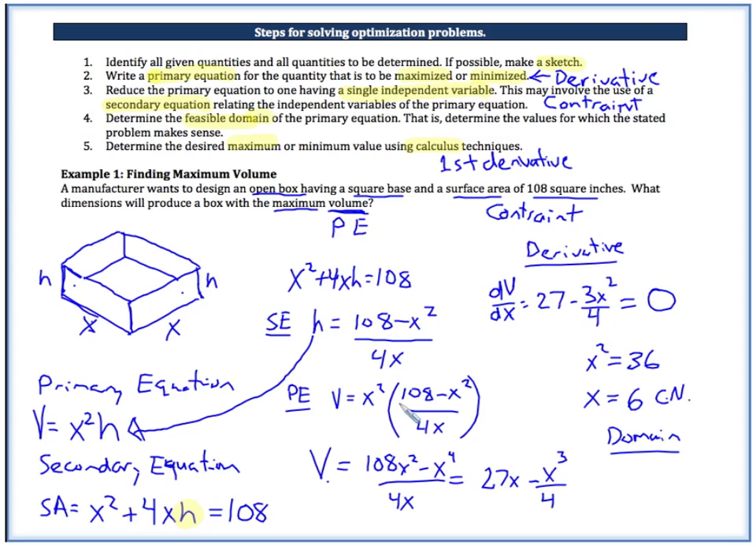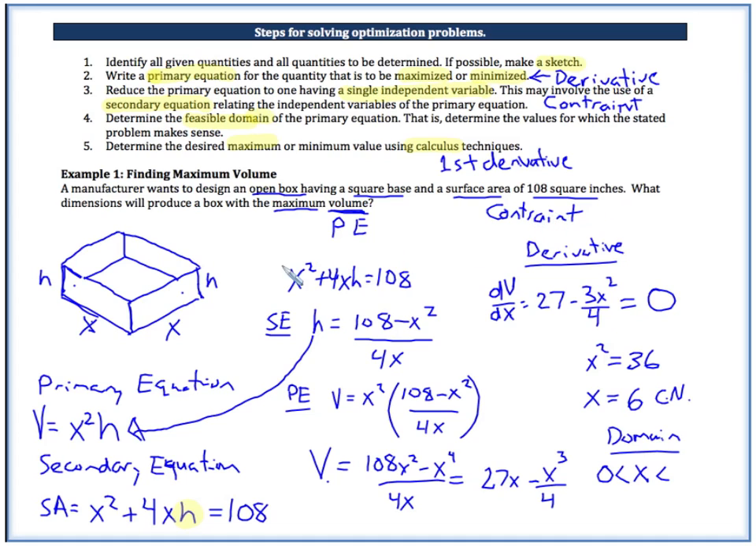And the domain, okay, x can go down all the way to 0, right? We can let this be really small and make a really tall box. So h could be really tall and x could go down to 0. So we know that x has to be greater than 0. And then there's also going to be a point where x could be too big and giving us a surface area that would be bigger than 108 square inches.